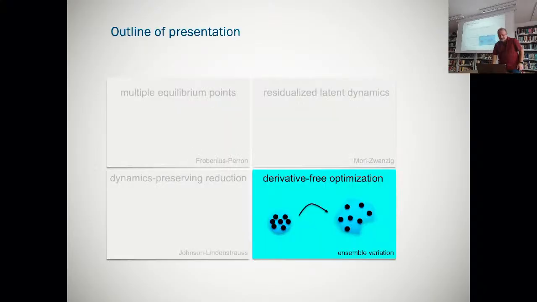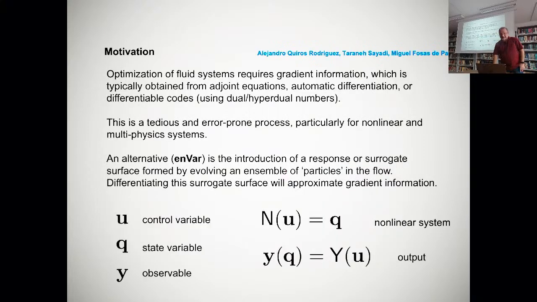And now the last one is derivative-free optimization. What happens if the adjoint is not an option for you? In that case, when we do optimization, we need gradient information, but the adjoint is just hard to write down, derive, or even impossible to write down. What options do you have?